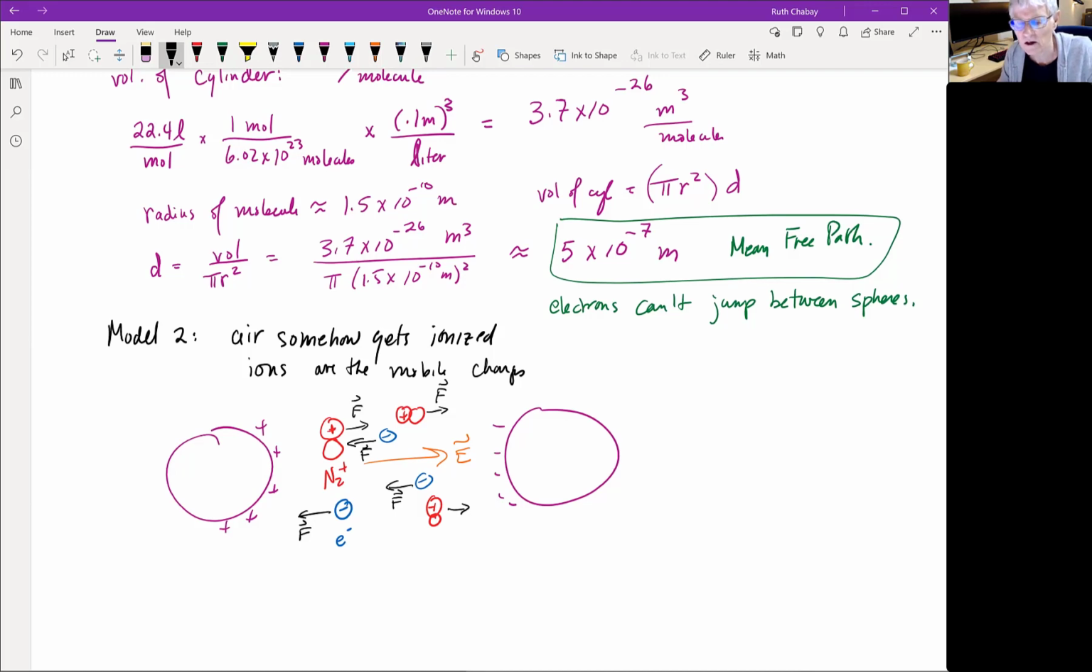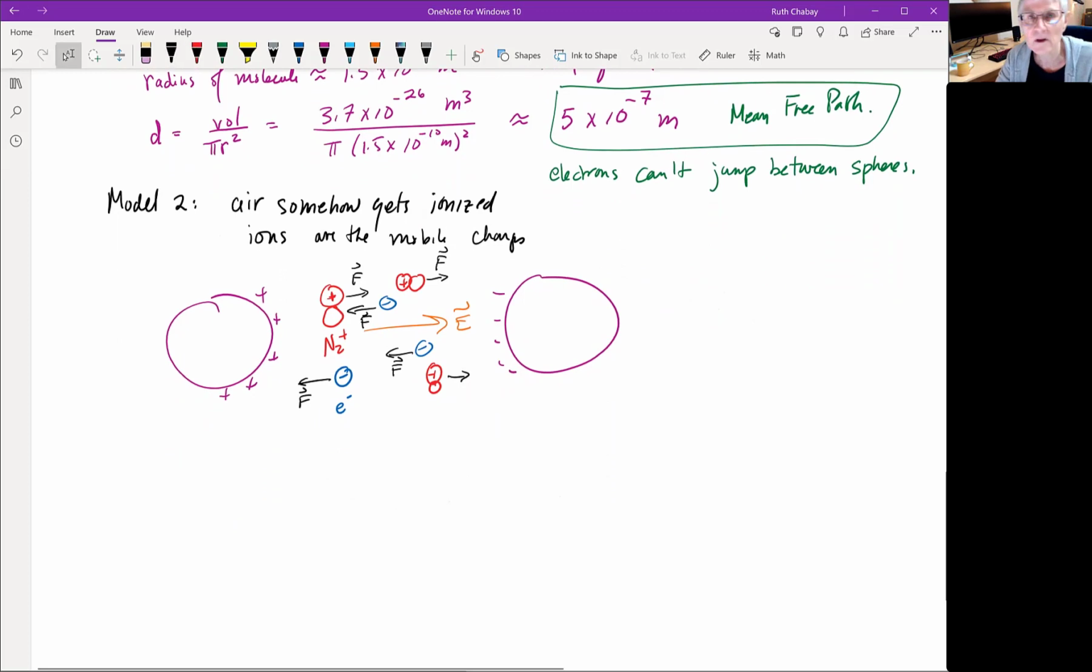Then as long as we have ionized air, we sort of have a sea of mobile charges again, and no one mobile charge has to make it all the way across. All that has to happen is all the positive charges shift a little bit to the right, and all the negative charges shift a little bit to the left. And of course, some of them, the ones that are closest, are actually going to hit the surface of these things.